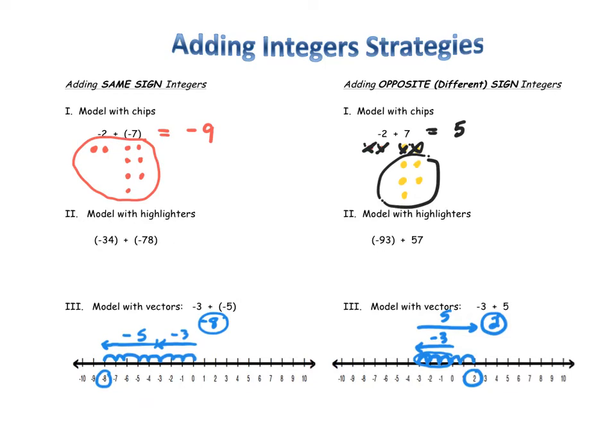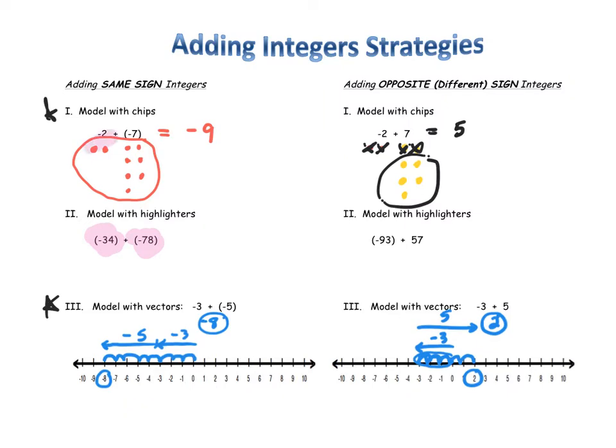Now you're going to notice that both this example and this example were both smaller numbers. So this might be really cumbersome if I have to draw 34 negative chips or 90 or 78 negative chips. This would not be very efficient. So this is where our next strategy comes in. We're going to move to our highlighter. As you can see, both of these numbers are negative. So I'm going to highlight these numbers in pink, which is our negative color.